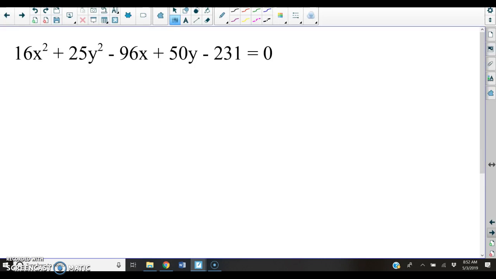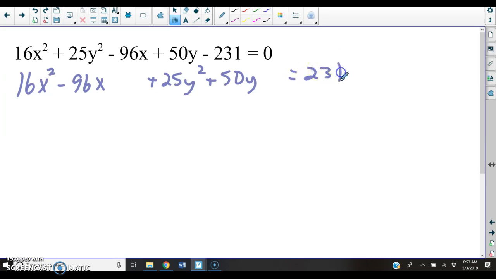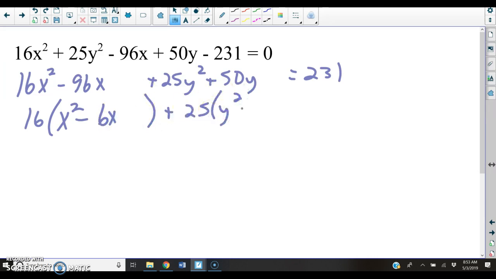So, oh, this one's a mess. All right, let's get to work. 16x squared minus 96x plus 25y squared plus 50y equals 231. Okay, now before I can complete the square, I got to divide out that 16. So that's going to be 6, isn't it? And same for the 25 with the y squared.